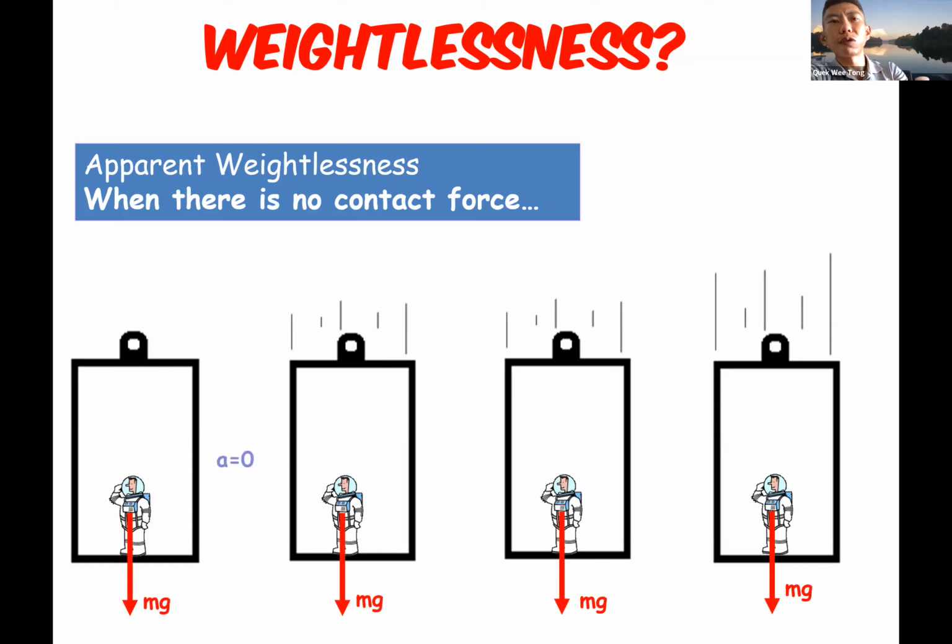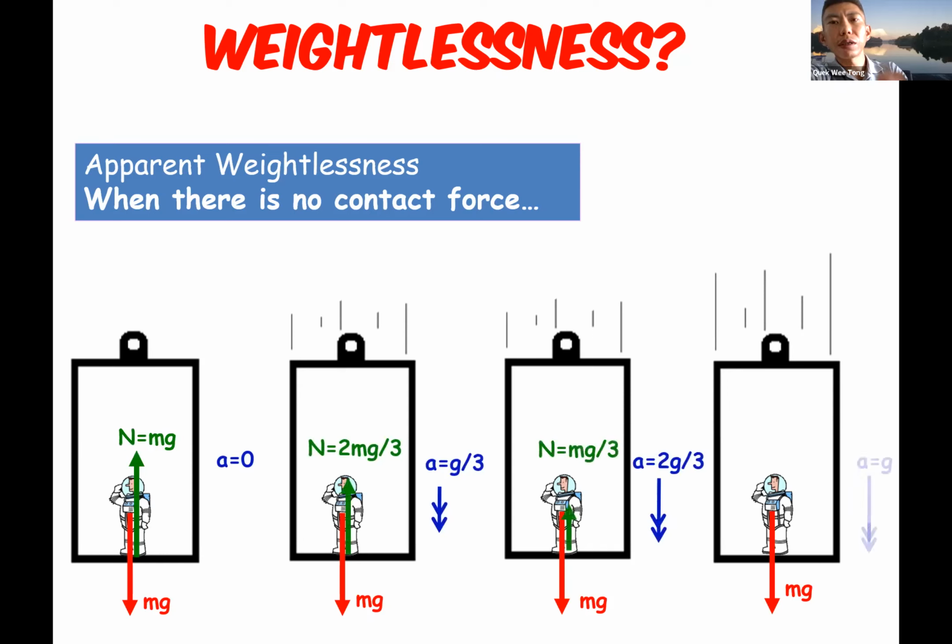And so that is what apparent weightlessness is about. If you allow the environment to accelerate at the same acceleration as g, then you will have no normal contact force. Yeah, you can see the gradation in this scenario.